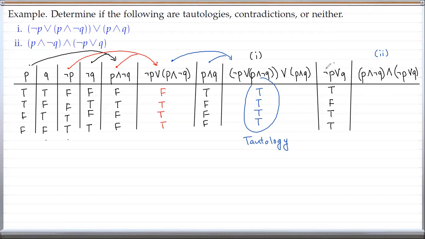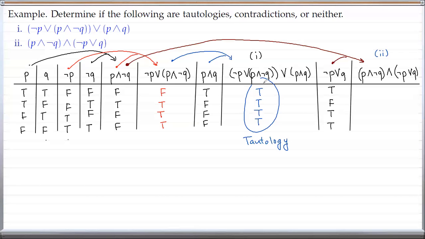So we have P and not Q, which is given by this one here. And we are combining that with not P or Q, which is given by this one. So we combine those two to get that column with and.